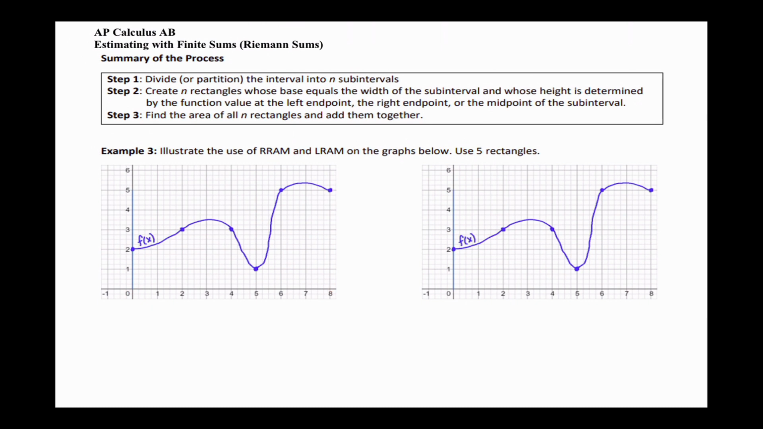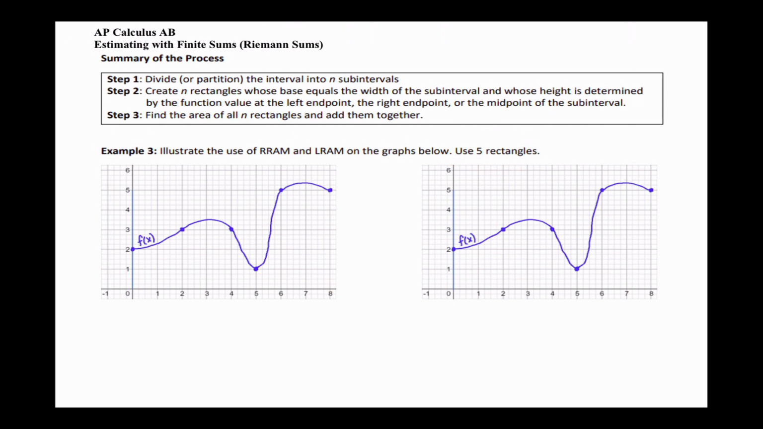We have to divide it into 5 rectangles. It doesn't say the rectangles have to all be the same width, so it's really up to us how we divide them. But we have to use RRAM for the first one and LRAM for the second one. Sometimes they'll say use equal subintervals. That means the width has to be the same. This one doesn't say that. This one just says use 5 rectangles.